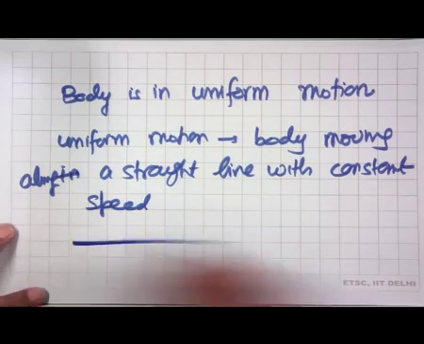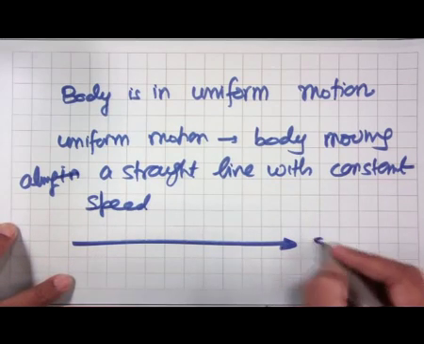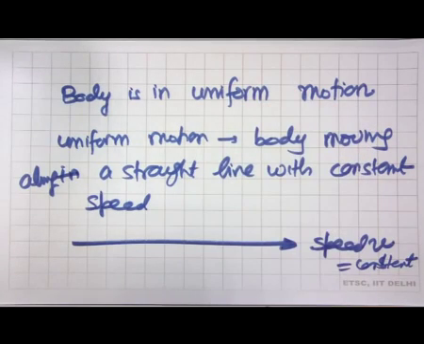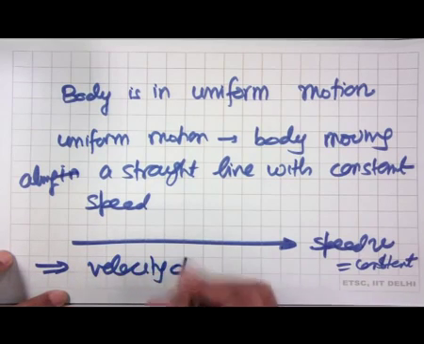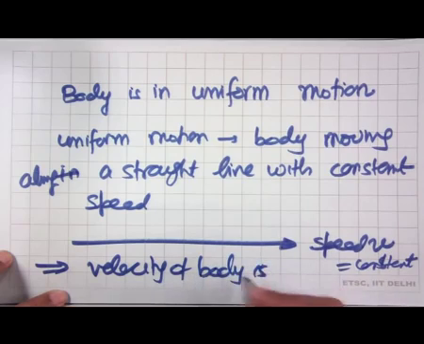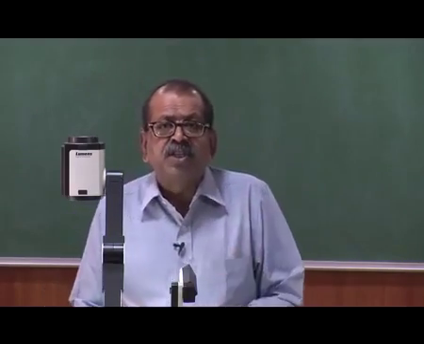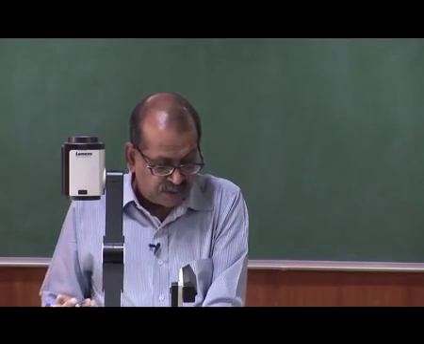So, if a body is moving all along a line and its speed, let us say v, is constant, then we say this is in uniform motion. And you will easily realize this also implies that the velocity of the body is constant. So, uniform motion is the same as saying the velocity is constant, or that it is moving in a straight line with constant speed. All these three things are synonymous.